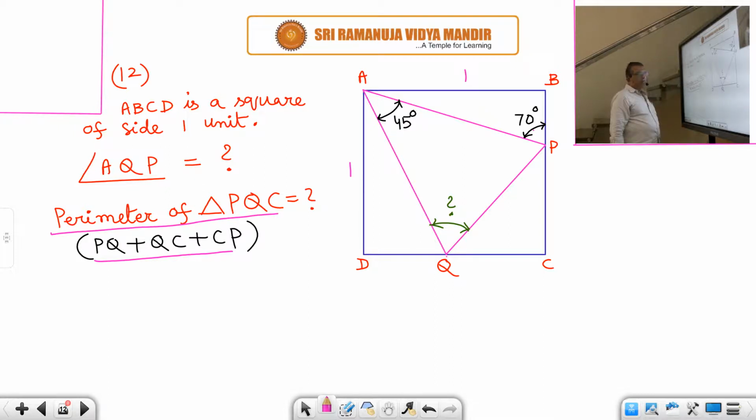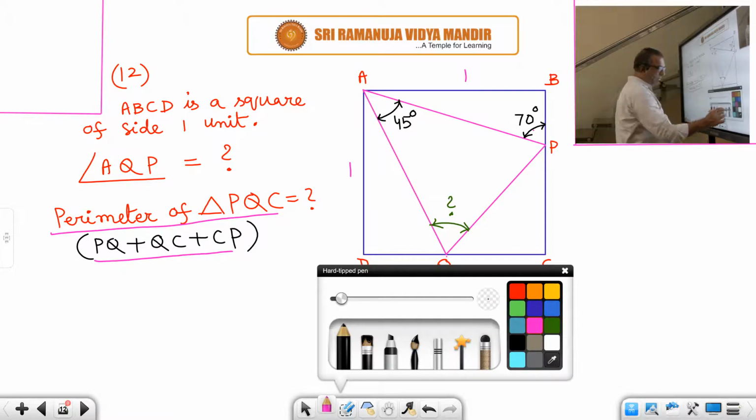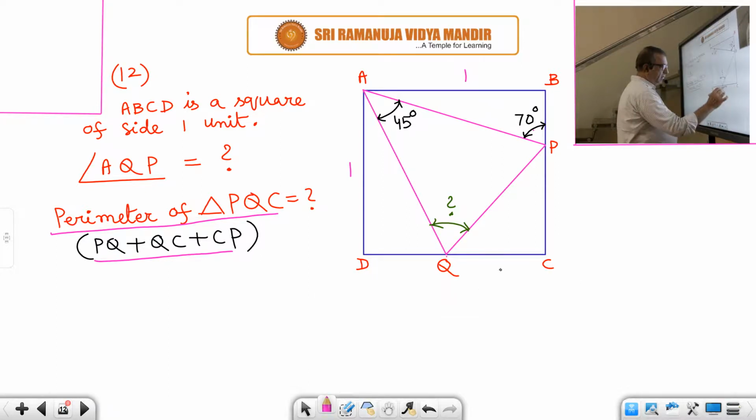PQ plus QC plus CP is nothing but the sum of the three sides of the triangle PQC, is it not? That is the perimeter of the triangle PQC. So let us take QC as A and PC as B.